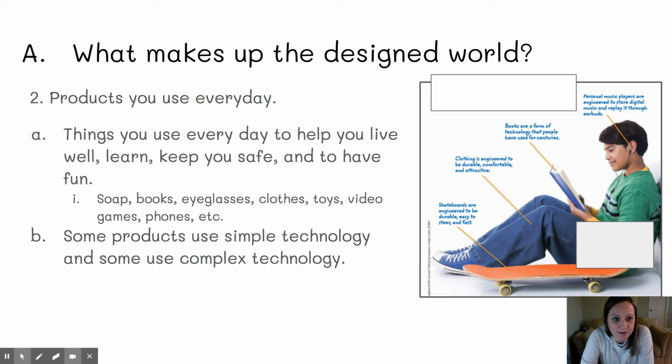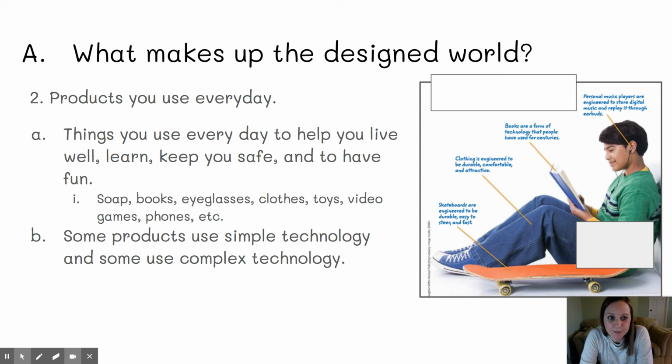The skateboard, they engineer those to be durable, easy to steer, and fast. Clothing is engineered to be durable, comfortable, and attractive. Books are a form of technology that people have used for centuries. They would be used for entertainment, something people would use to have fun and also to learn. Personal music players are engineered to store digital music and replay it through earbuds. So I believe he's probably listening to an iPod there. But any place where you have music stored on your phone, or even your phone in itself, would be considered part of the designed world.